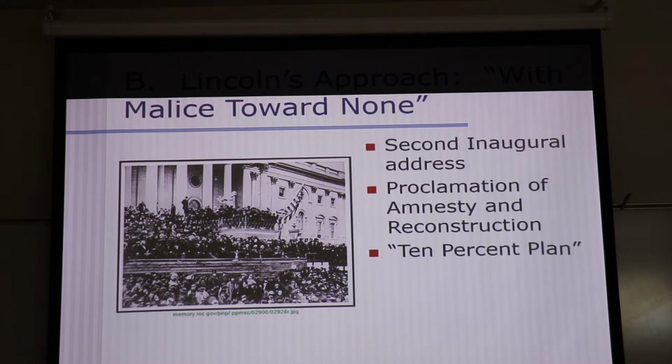Just 1 month before his death, Lincoln, in his second inaugural address, said, with malice towards none, with charity for all, with firmness in the right, as God gives us to see the right, let us strive on to finish the work we are in, to bind up the nation's wounds, to care for him who shall have borne battle, and for his widow and orphan, to do all which may achieve and cherish a just and lasting peace among ourselves and with all nations.